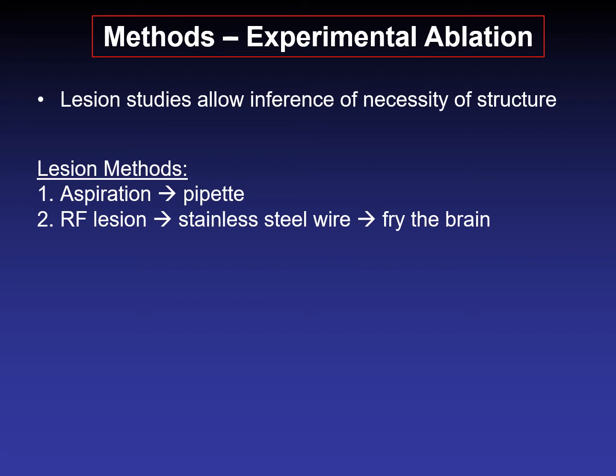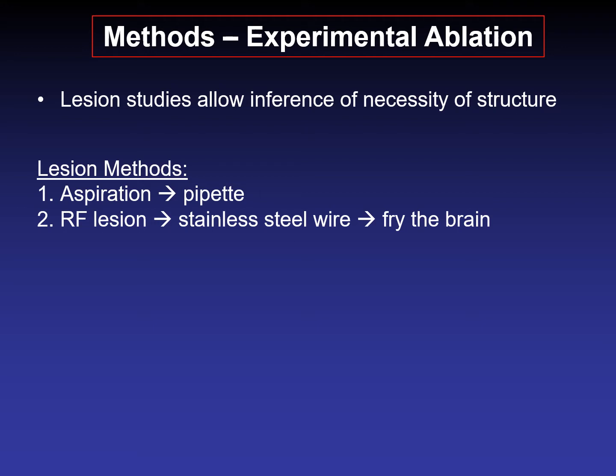You can take a stainless steel wire, hook it up to an electrical source, and give it a radio frequency electrical pulse, which will cause the stainless steel wire to heat up. And if you apply that heated wire to the brain tissue, then it will kill that brain tissue without killing the rest of the brain.